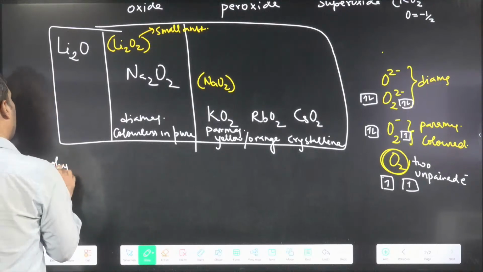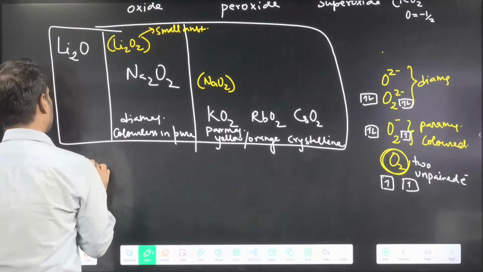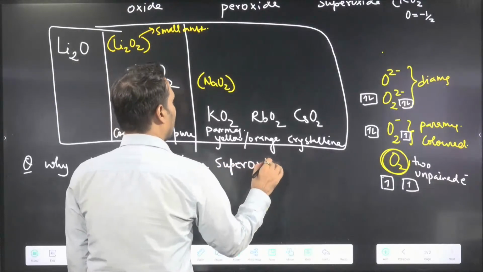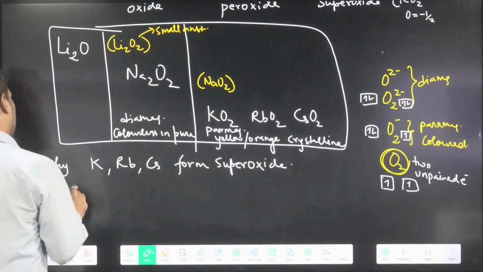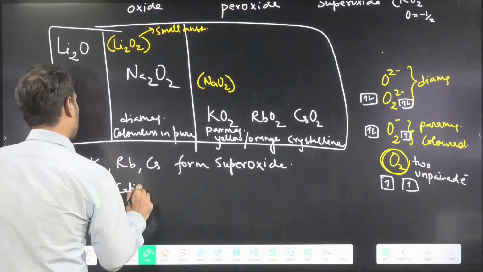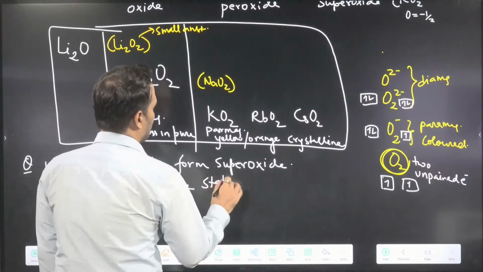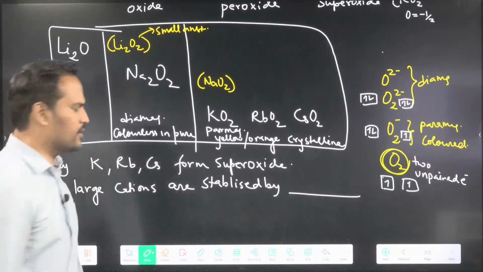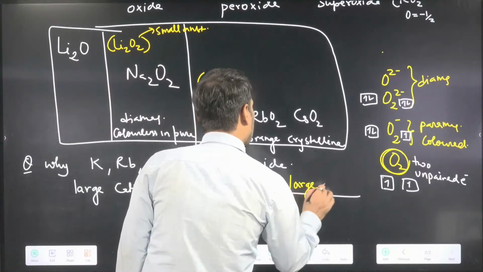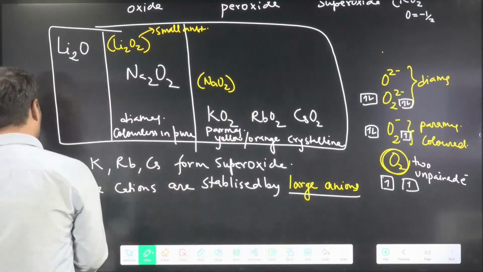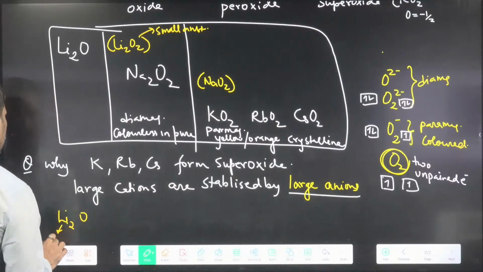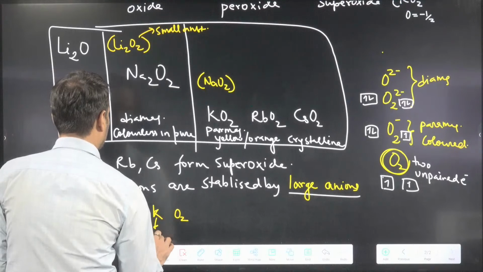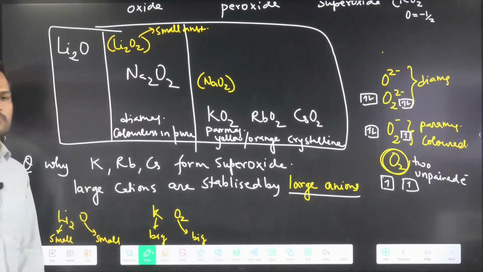What question are we saying? Why potassium, rubidium and cesium form superoxide. They can also ask why heavier elements form peroxide and superoxide. The reason lies in this part: large cations. Large cations are stabilized by whom? Tell me. Stabilized by dash. What will you write? Large cations are stabilized by large anions. Very good, Sunny. Large anions. Okay. Similarly, the reverse is also true. Suppose you are talking about lithium oxide, you will say that lithium is small and oxide is also small. Potassium is there, and you will say that this one is big, and this one is also big. Clear with this point? Done.